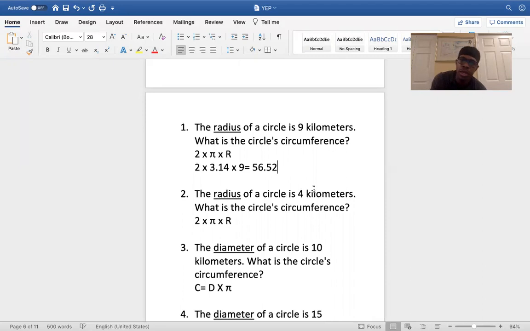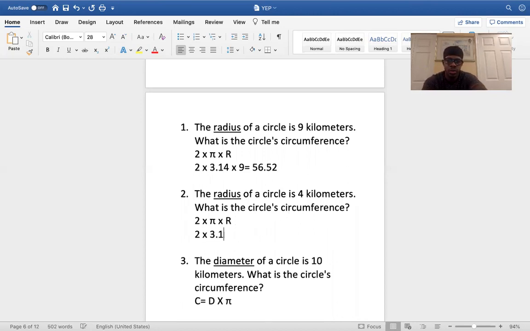The radius of a circle is 4 kilometers. What is the circle's circumference? They gave us a radius, so we need to multiply 2 times pi times radius, which is 4. So we know that's 2 times 3.14 times 4. So again, 2 times 3.14 is going to give us 6.28. 6.28 times 4. I recommend you pause and work it out. But once you finish working it out, you should get 25.12. Yeah, 6.28 times 4, 25.12.